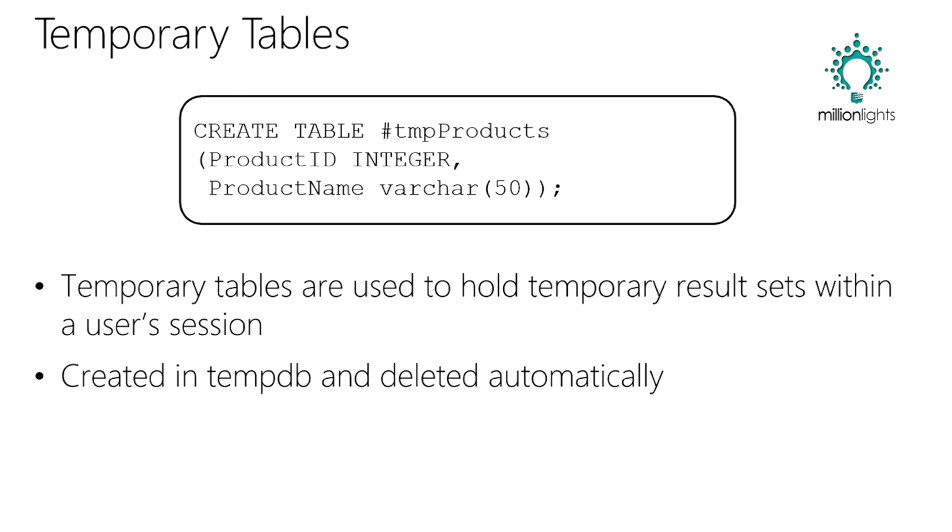If you create it, like we have in the example here, we have a hash, or is it a pound in the US? Our American cousins would call it a pound symbol, although hashtag has become the thing, so it's a little confusing. So create table hash TMP products would create a locally scoped temporary table. And if we used two hashes, that would be a global temporary table.